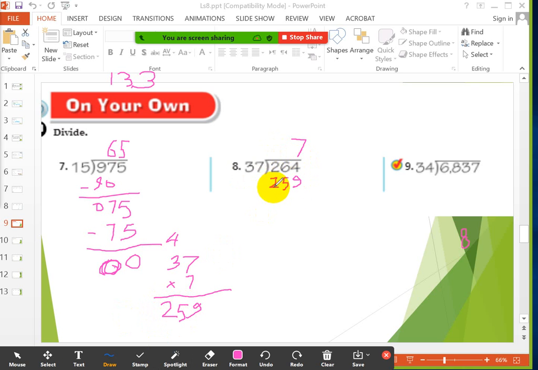So now I will subtract between the numbers. 4 minus 9, I can't subtract, so I have to borrow from the 6. It will be 5, and this one will be 14. 14 minus 9 equals 5. 5 minus 5 equals 0. 2 minus 2 equals 0. I can't divide 5 by 37, so it will be a remainder. So the quotient here is 7 and there is a remainder 5.